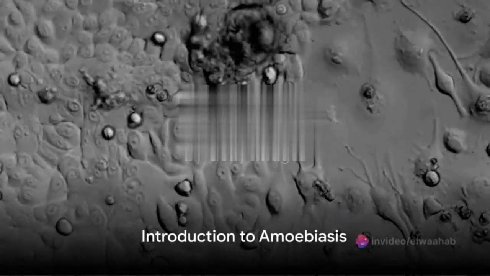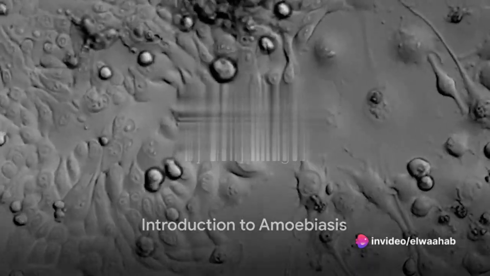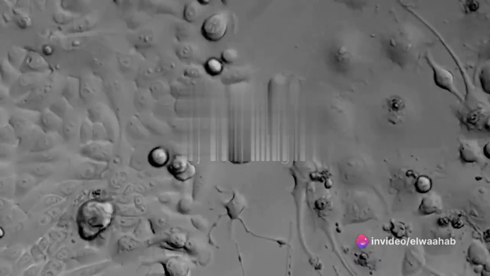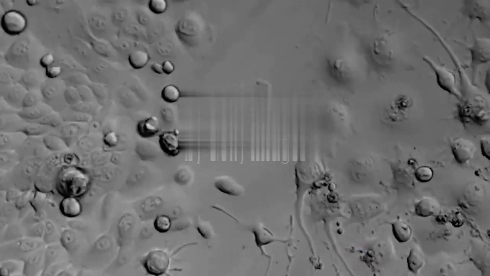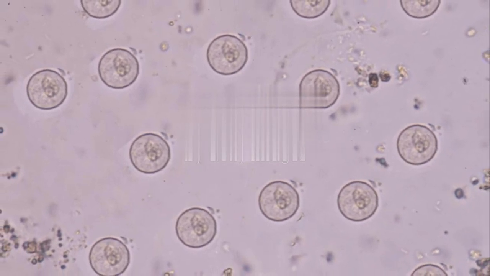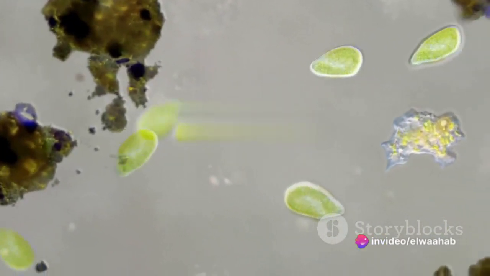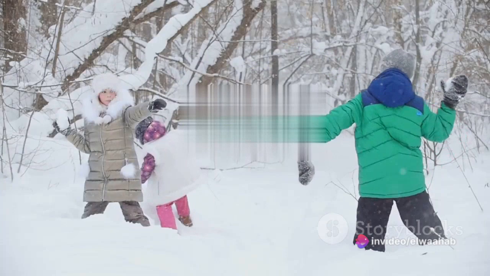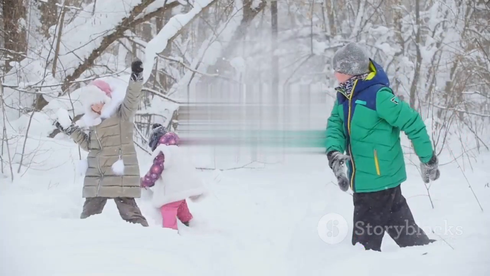Imagine a single-celled parasite living in your intestines, causing a disease that could potentially be fatal. Sounds scary, right? Welcome to the world of amoebiasis. This disease is caused by a protozoan parasite known as Entamoeba histolytica. It moves around by a jelly-like, tongue-like protrusion of its body, known as a pseudopodium. Interestingly, amoebiasis predominantly affects children living in cold areas.